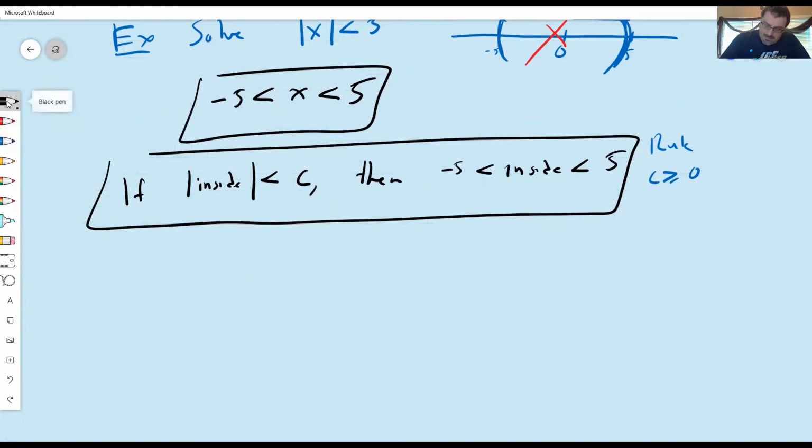All right, let's try an example. Solve 4 times the absolute value of x plus 3 is less than or equal to 28. Okay.